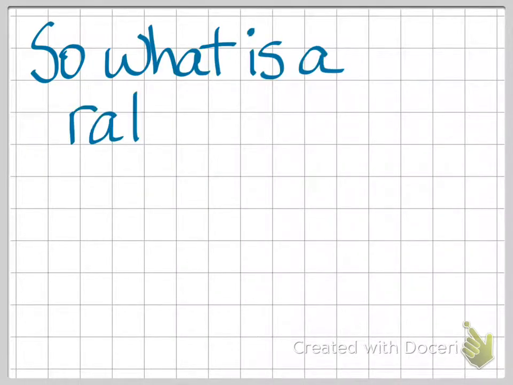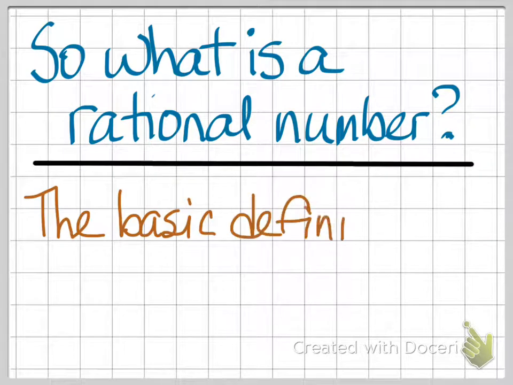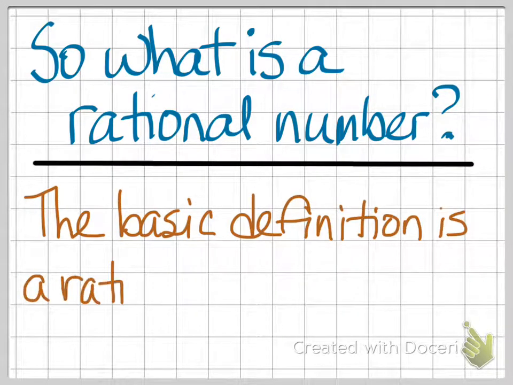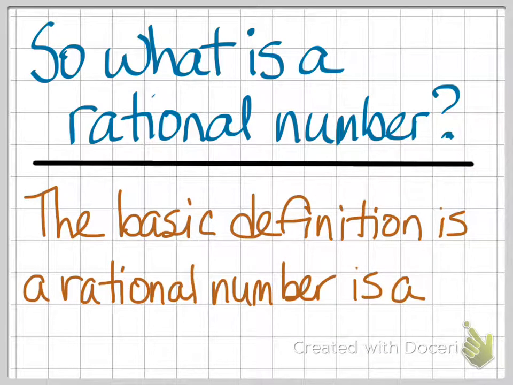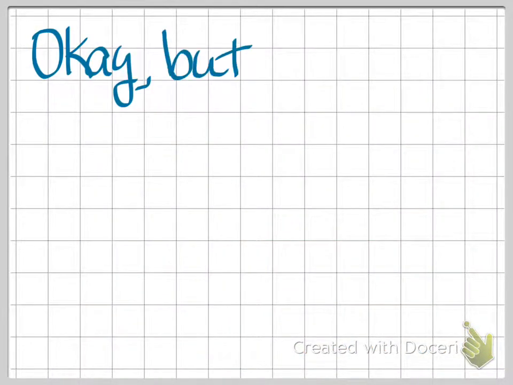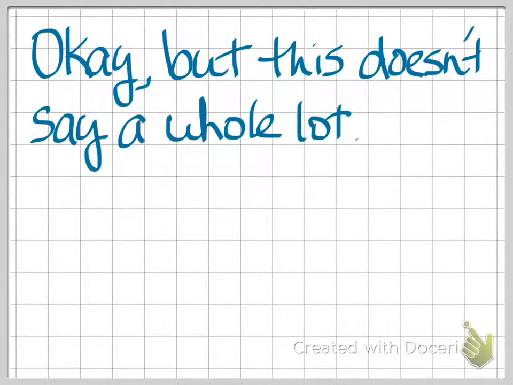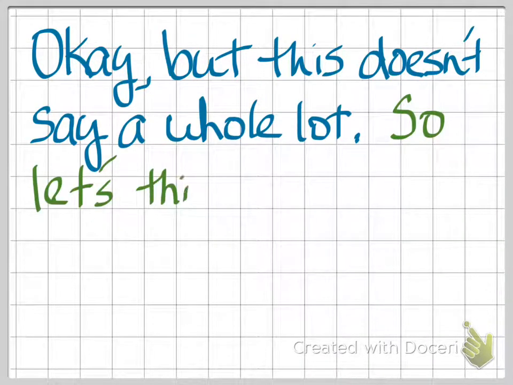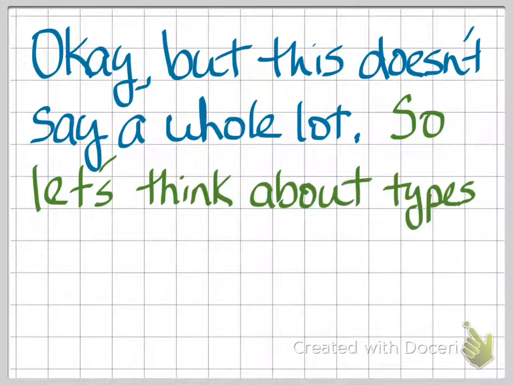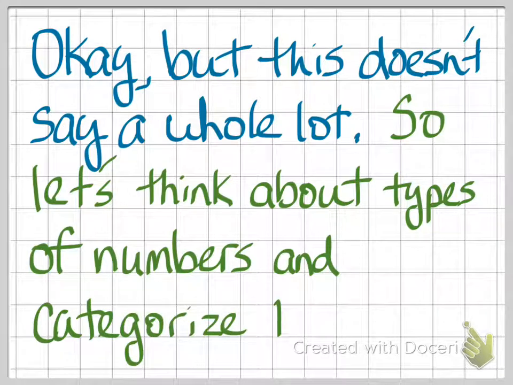So what's a rational number? Well, the basic definition of a rational number is that it is a number that is locatable on a number line. That means it has a fixed address. Okay, but this doesn't really say a whole lot, which I completely understand. So let's think about types of numbers and categorize them.